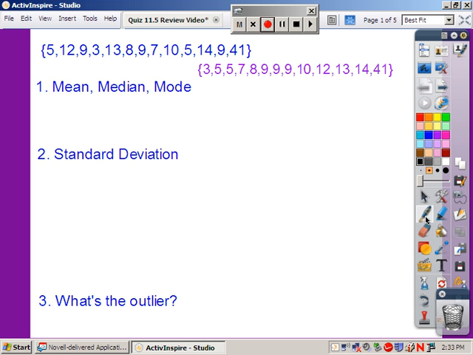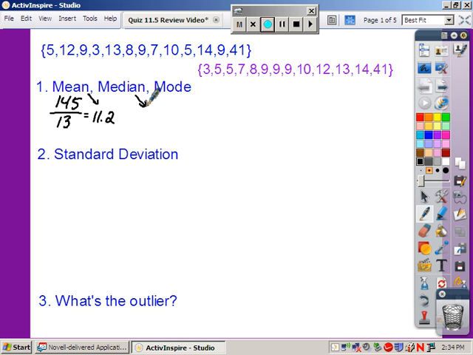And when we do that, I get 145. I'm going to be dividing that by the 13 numbers. That gives me a mean of 11.15 with a bunch of decimals. Let's round to 11.2 for the mean.